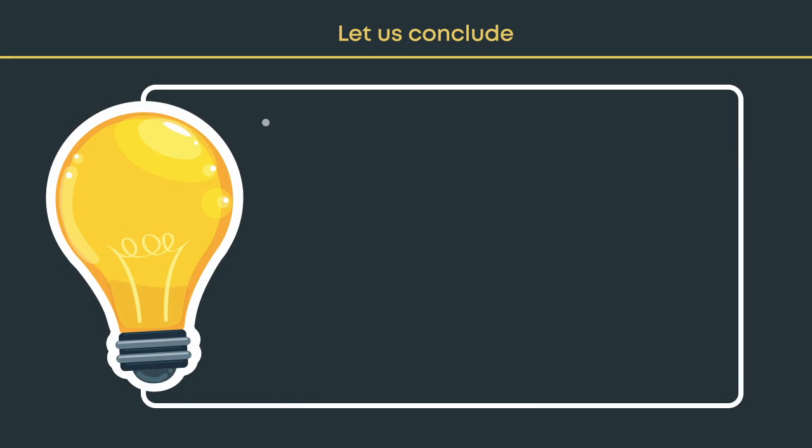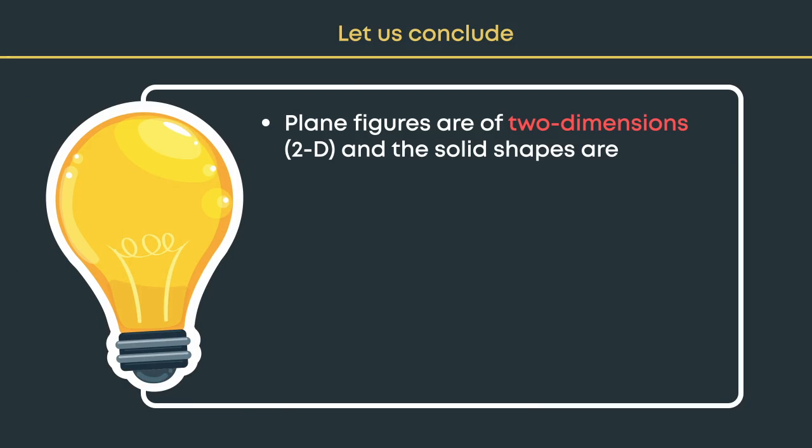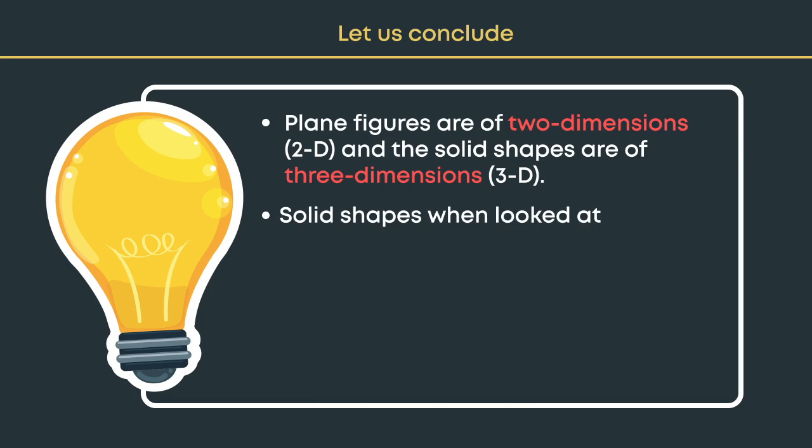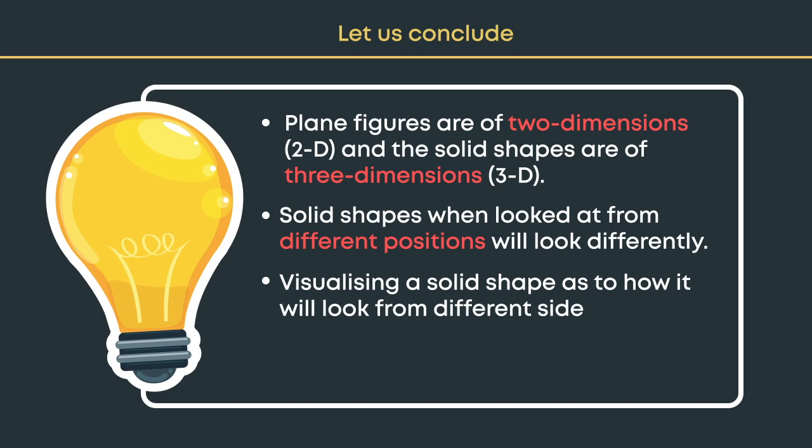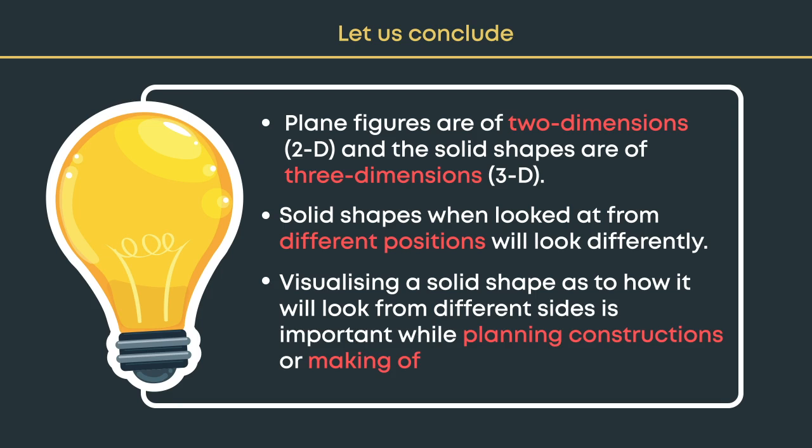Let us conclude. Plane figures are of 2 dimensions, 2D, and the solid shapes are of 3 dimensions, 3D. Solid shapes, when looked at from different positions, will look different. Visualizing a solid shape as to how it will look from different sides is important while planning constructions or making of any object.